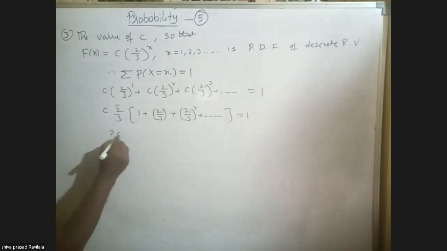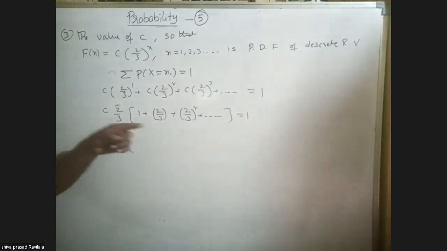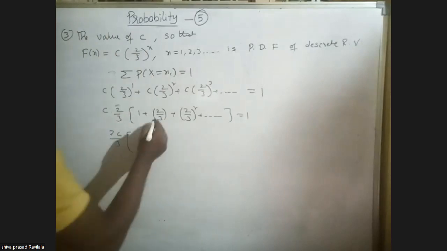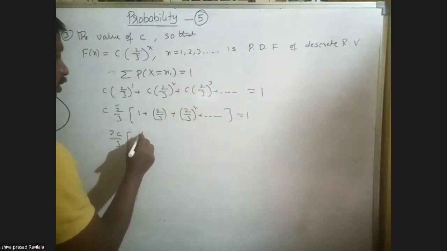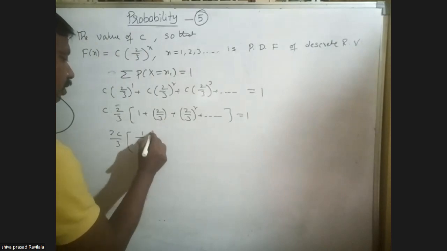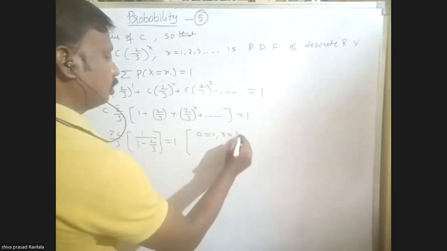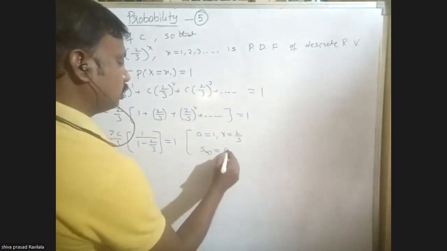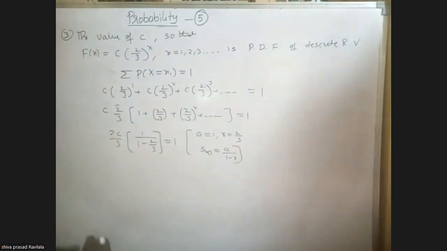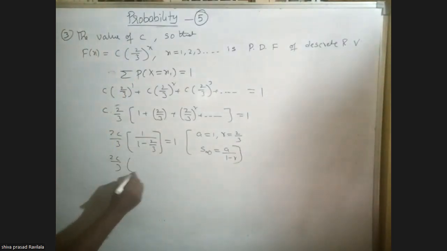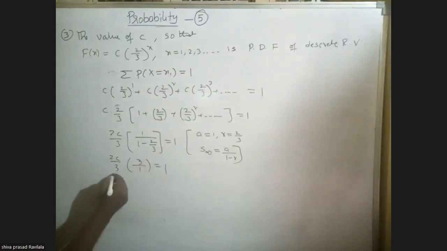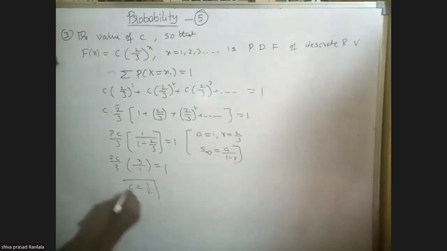This is the sum of an infinite series, and moreover it is in GP: a plus ar, ar square, and so on. The first term a is equal to 1, the common ratio r is equal to 2 by 3, and S infinity is equal to a by 1 minus r, which is 1 by 1 minus 2 by 3. Therefore 2C by 3 into 3 is equal to 1, the 3s cancel, and C is equal to 1 by 2.